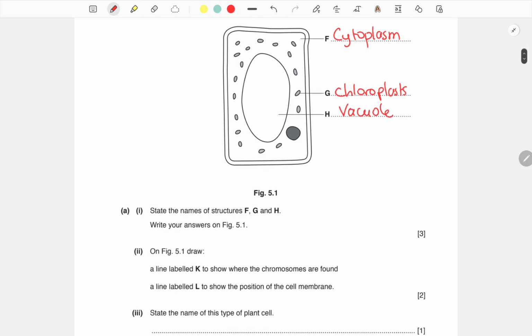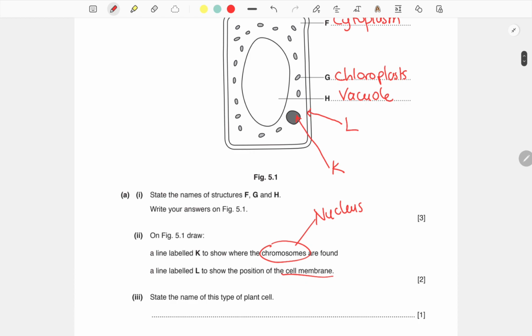In the next part, we have to label where chromosomes are found, which is, of course, in the nucleus, which is this black shaded circle, which we should label K. And the cell membrane is the inner rectangle, so we should carefully use a ruler in the exam to label this L. And this type of plant cell, which contains many chloroplasts, is a palisade cell.